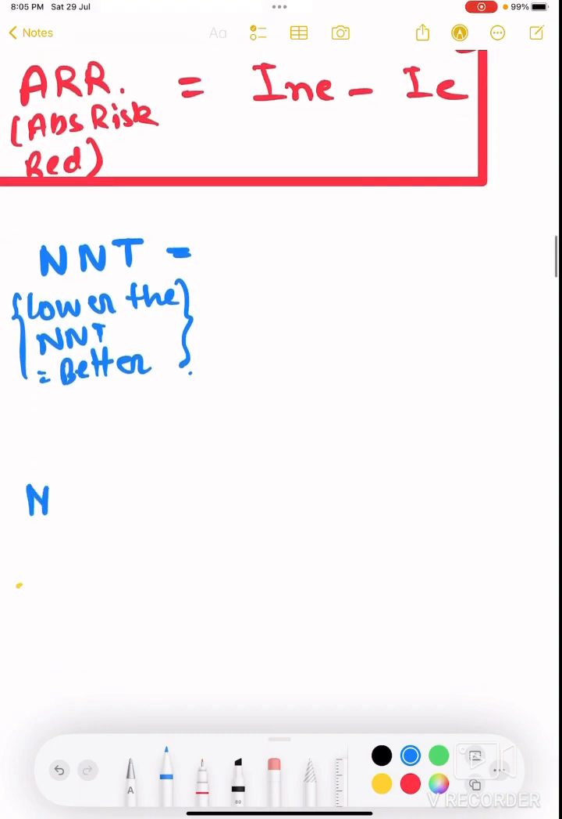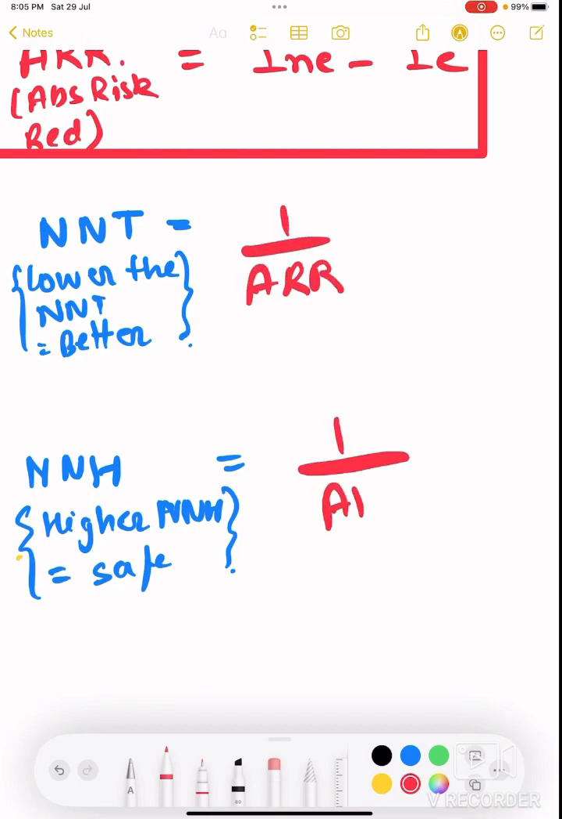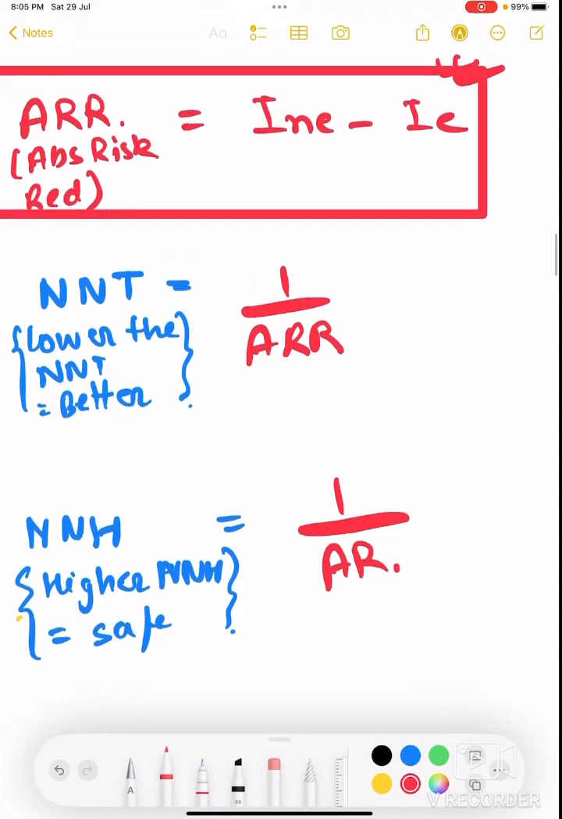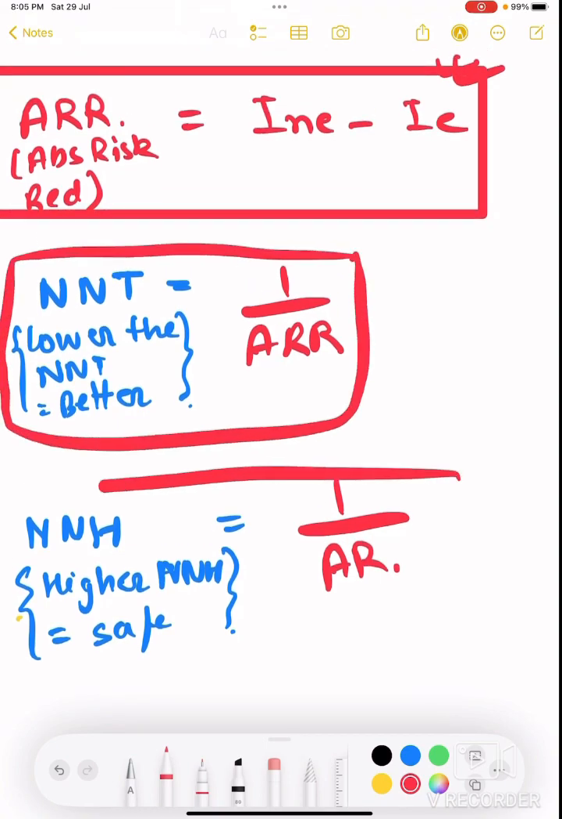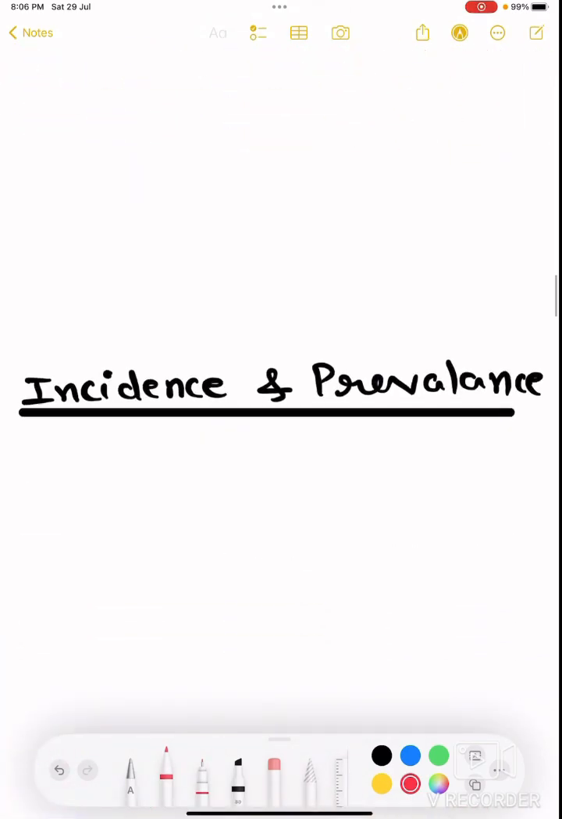And another very important thing, NNH, number needed to harm, right? The higher the NNH, for example for smoking and lung cancer, if the NNH of smoking is very high, it means that it is relatively safe, right? So what is the formula of NNT? The formula of NNT is 1 by ARR. And the formula of NNH, number needed to harm, is 1 by AR, right? Extremely important. Don't forget these two things. Now we have completed the cohort study formulas.